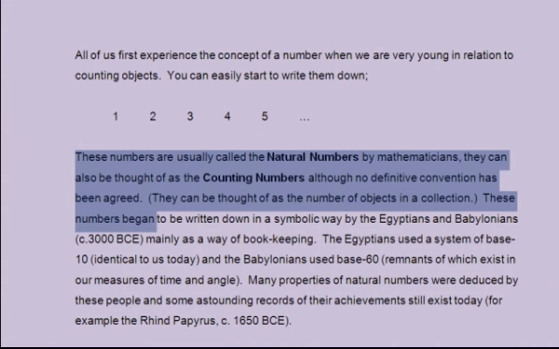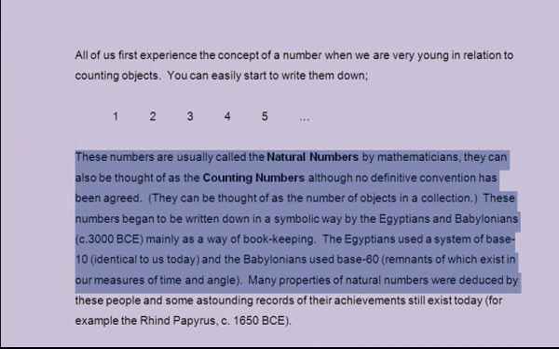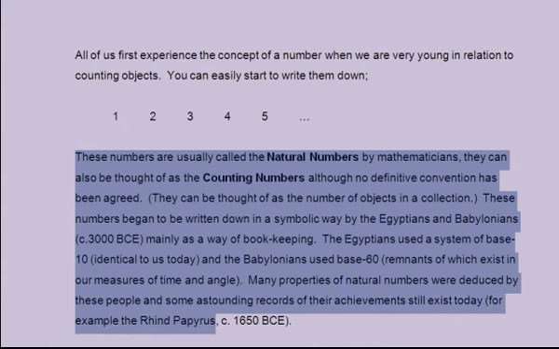These numbers began to be written down in a symbolic way by the Egyptians and the Babylonians, circa 3000 BCE, mainly as a way of bookkeeping. The Egyptians used a system of base 10, identical to us today, and the Babylonians used base 60, remnants of which exist in our measurements of time and angle. Many properties of natural numbers were deduced by these people, and some astounding records of their achievements still exist today. For example, the Rhind Papyrus, circa 1650 BCE.